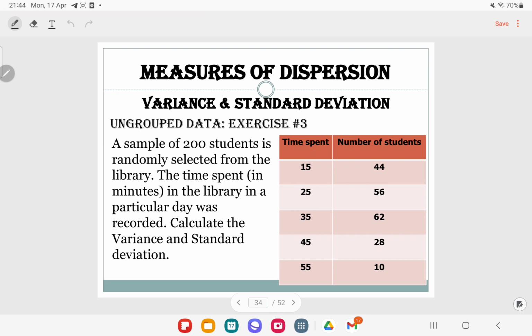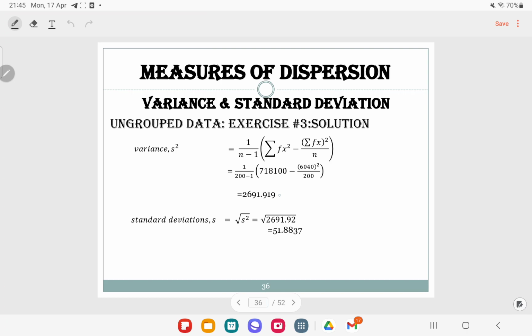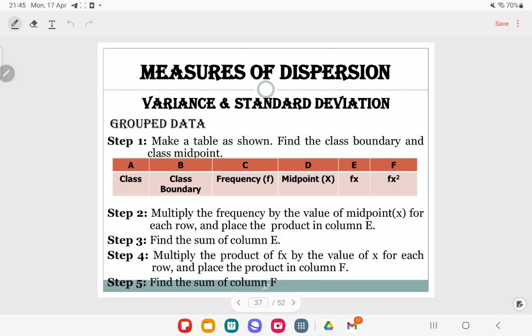Okay, so you can do this exercise, and then you will get the solution value of 2691 for the variance, and the standard deviation is 51.884.